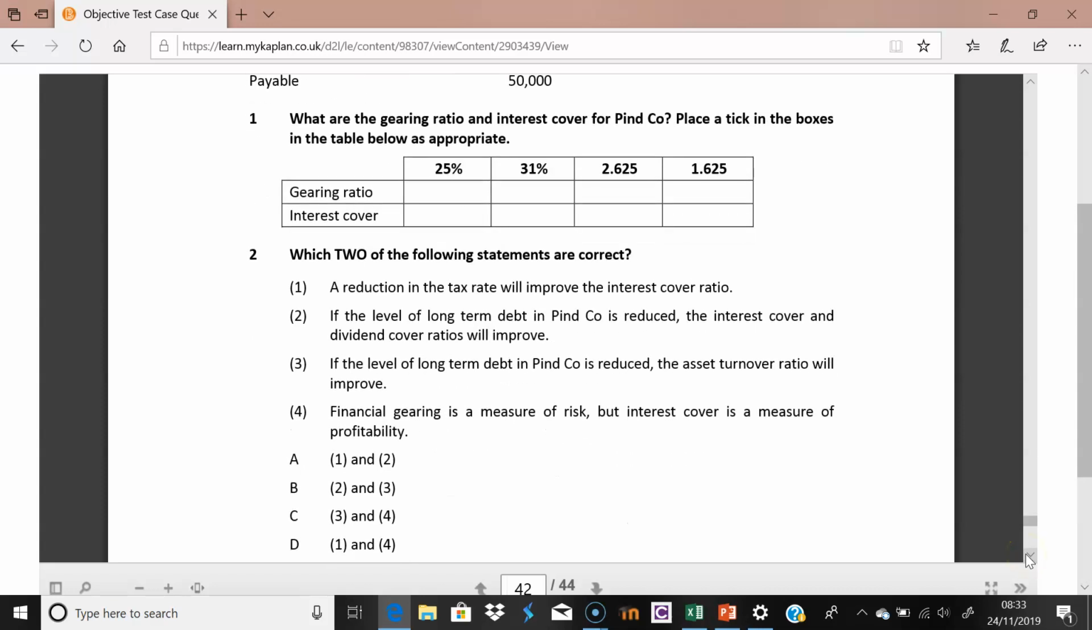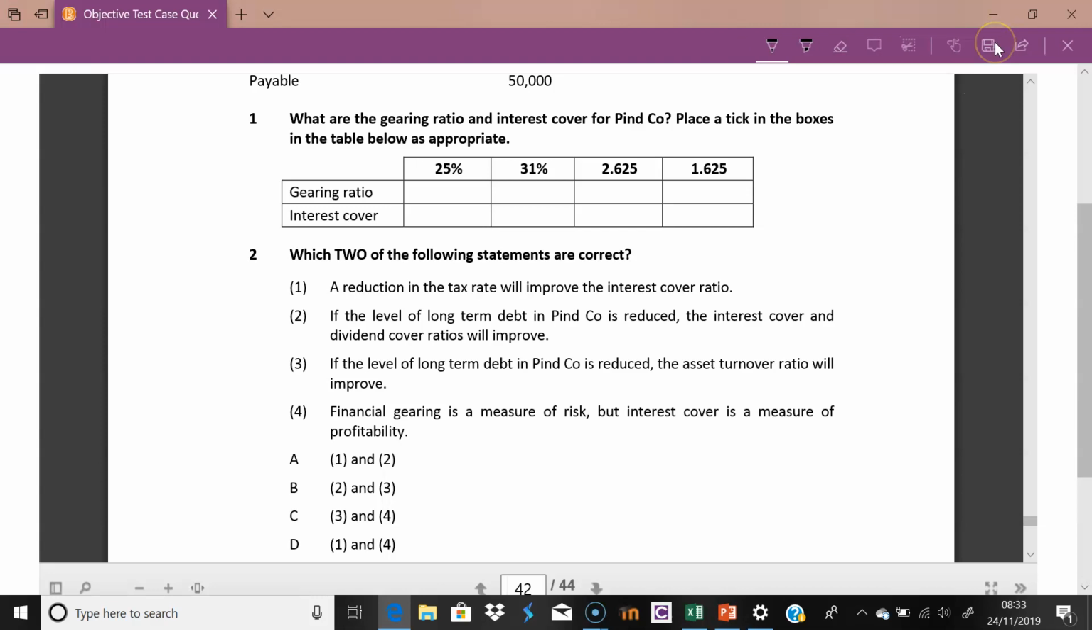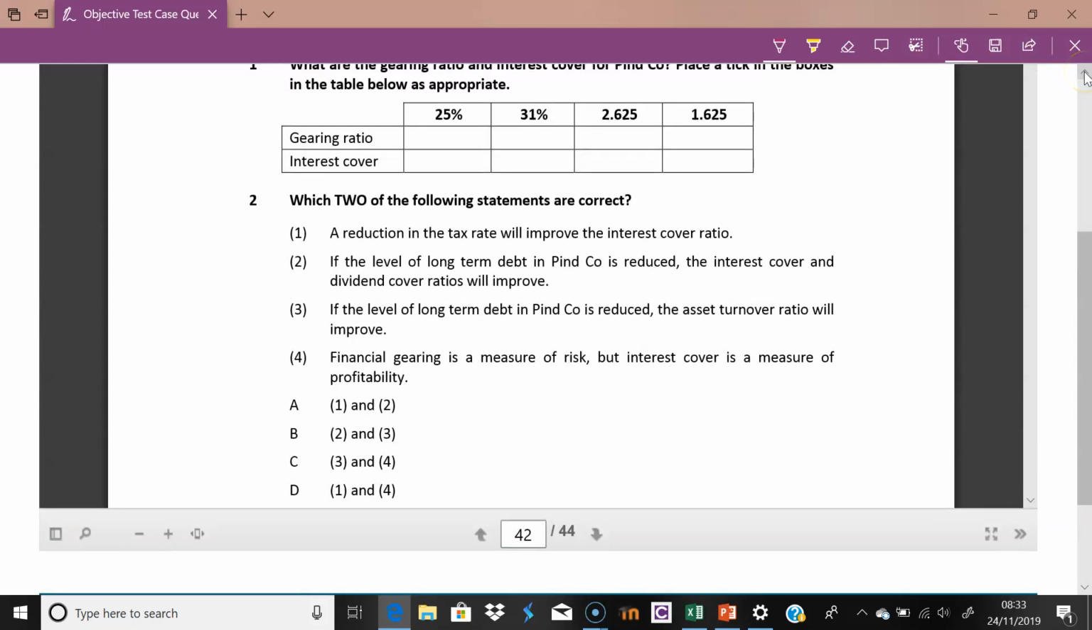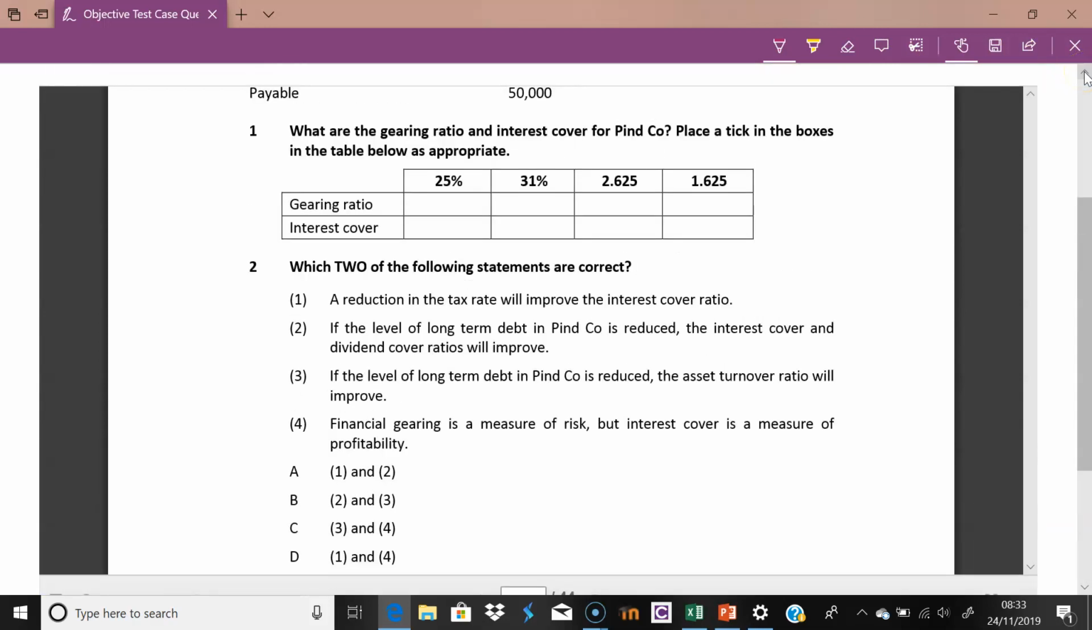And then your first question pops up saying, oh, by the way, what's the gearing ratio and interest cover for these? Please tick in a box.